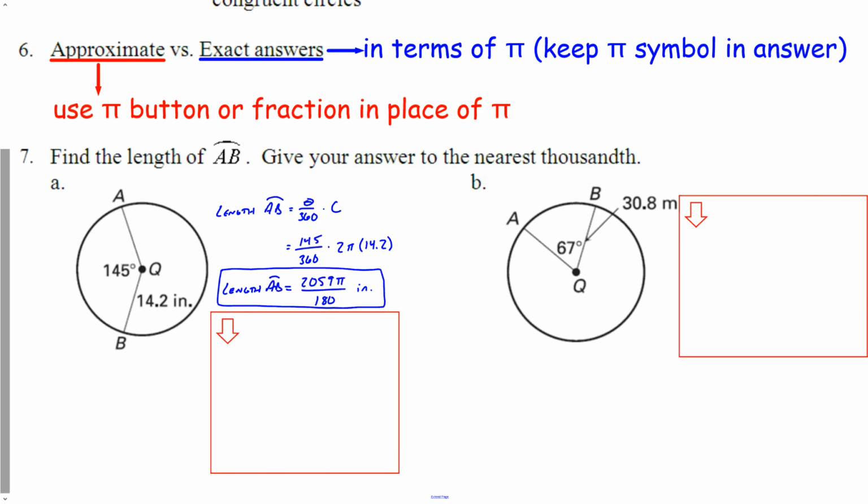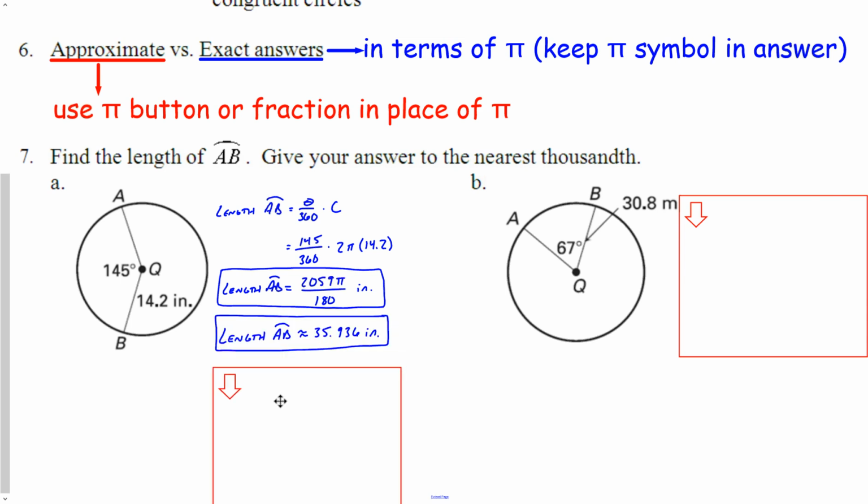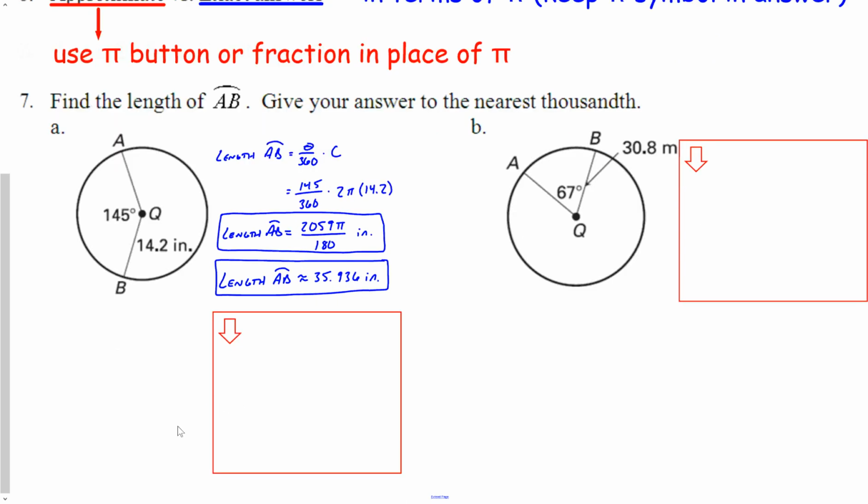So hopefully you know how to use your calculator to help you work with fractions and then reduce fractions, keeping them as improper fractions. If you don't, make sure you talk to me and I can help you out. So this would be what your exact answer would look like if that's what you were asked to give. But since you were asked for the nearest thousandth, you would just type that in your calculator now and find that the length of arc AB would be 35.936 inches.